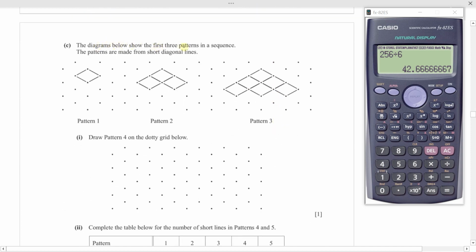Part C is the diagram below shows the first 3 patterns in a sequence. The patterns are made from short diagonal lines. So you have pattern 1, 2, 3. Draw pattern 4 on the dotty grid below. So if you look at the first pattern and then you observe the second one, you basically draw the boundaries of the adjacent, you can call these rhombuses, I guess. Looks like a rhombus. So you basically just add another row of rhombuses, right? So from this to get to this, I added another row of rhombuses below the one that is already drawn.